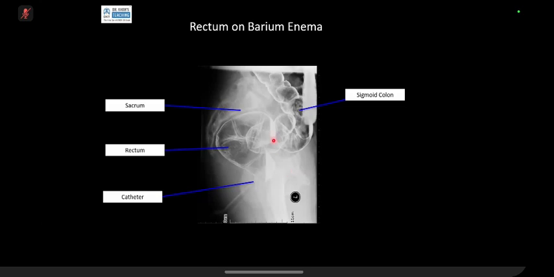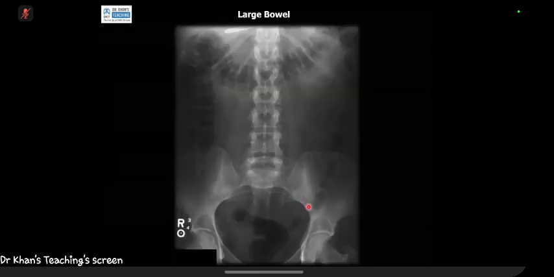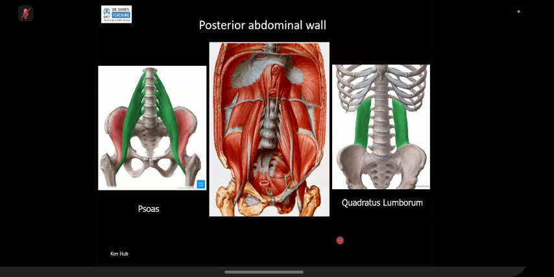So this is on a barium study. We do a lateral film, and this is the rectum. This is the sacrum. So it is visible like this. Now this is the rectum, and then this is the anal canal. If you see in this film, you can see the large bowel all full of air, and then this is the rectum and the anal canal.